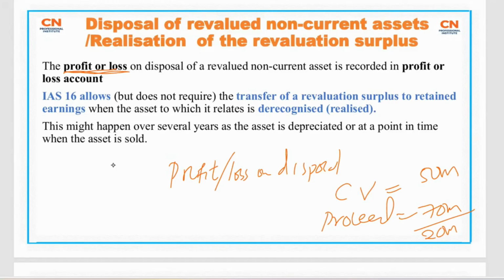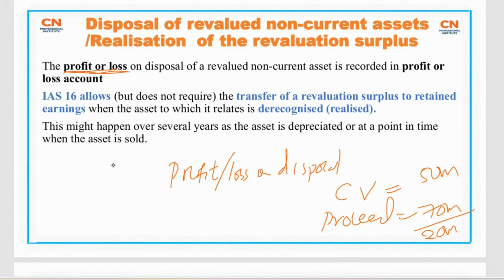So whether the asset is previously revalued or not, profit or loss on disposal is always recorded in P&L. Whether the asset is revalued or not, profit or loss on disposal is always recognized in the profit or loss account. So to get the profit or loss on disposal, compare the carrying value with the proceeds.